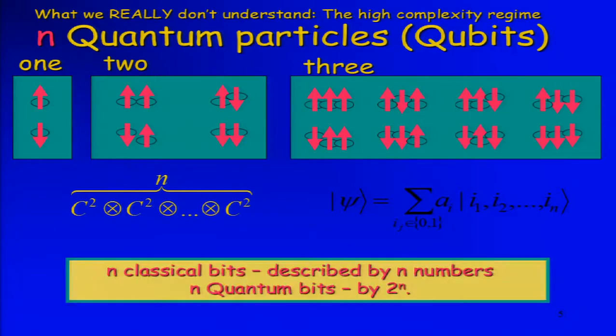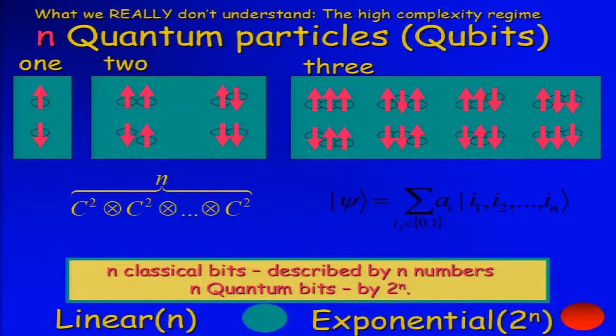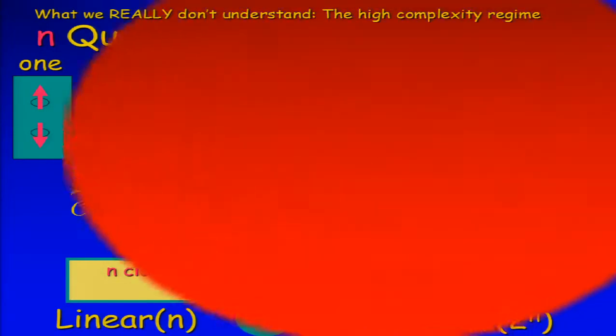Why is that? Because classical systems of n particles require only n or 6n numbers to describe. If you're talking about, say, molecules in a gas, you describe momenta and location. 6n parameters are enough. For quantum mechanics, you need 2 to the n parameters. So this is a really humongous size of description compared to this linear growth. We have this exponential growth of a description. And this is what we really don't understand in quantum mechanics. It's this high complexity regime.